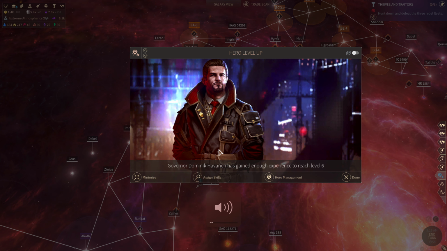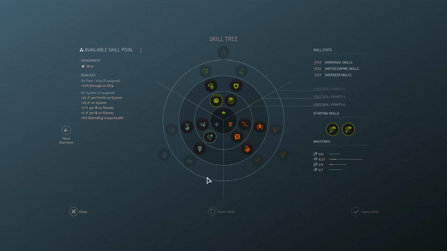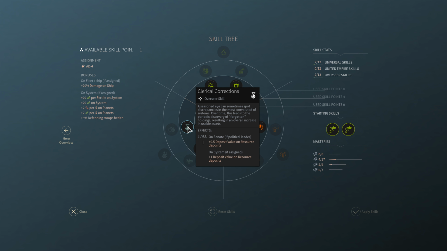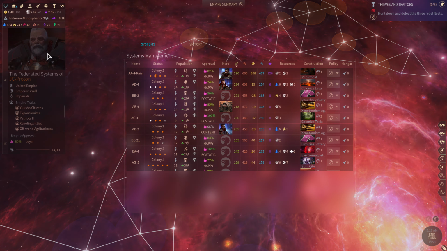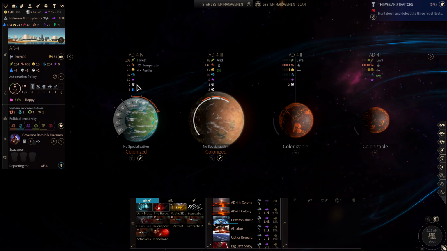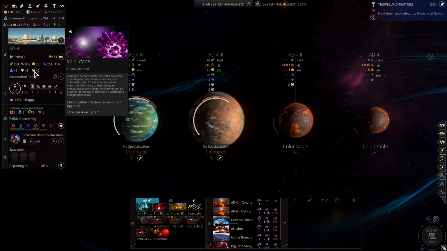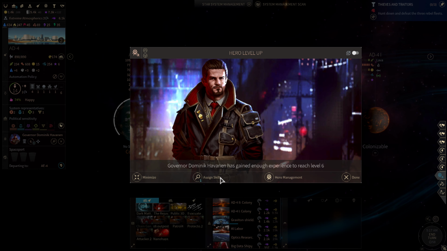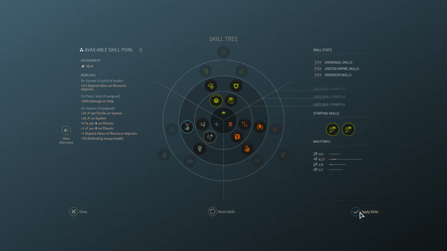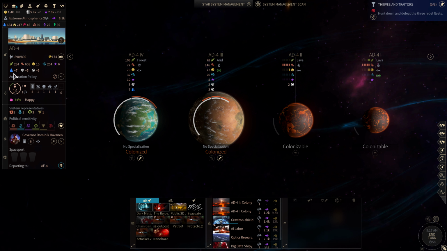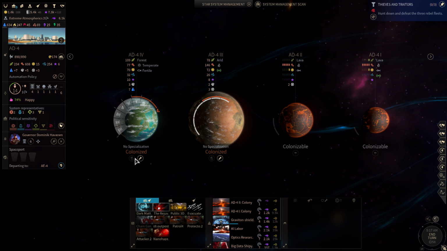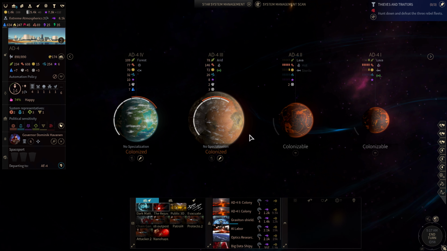Dominic Havanen, the governor, is now level 6. Okay, so he is on AD, and he's going to be getting this one, Clerical Corrections. Increases deposit value on resource deposits by +1 on the system. All right, so AD4 is currently producing 6 titanium, 3 red sang, and 2 void stone. And now it's 7, 5, and 3, because he has 1 deposit of this, 2 deposits of that, 2 deposits of that.